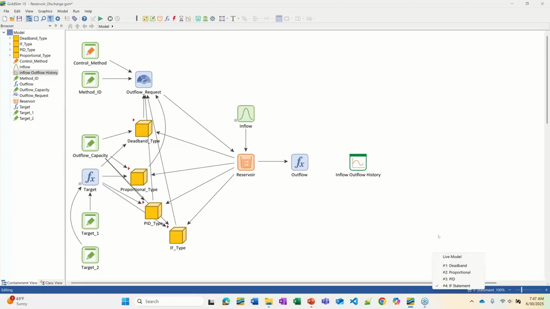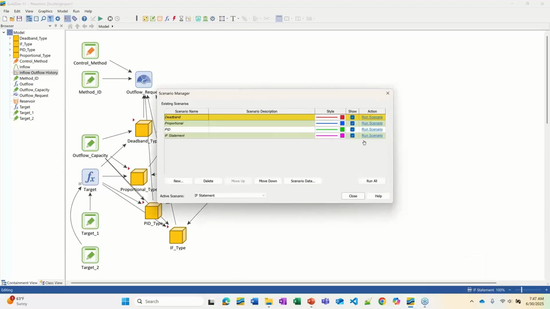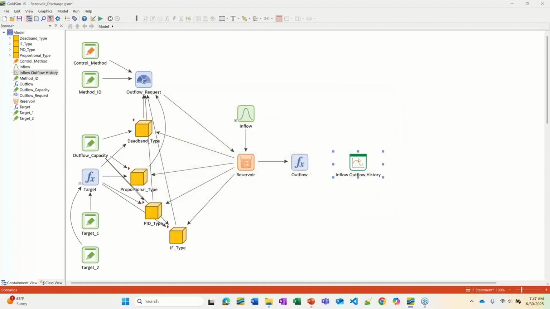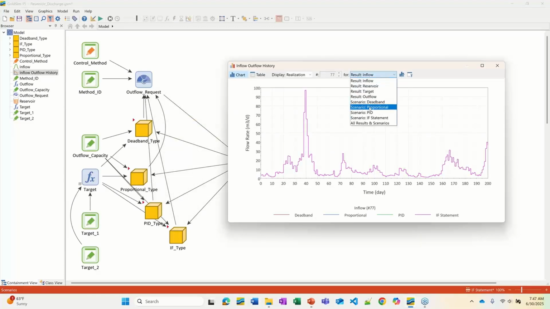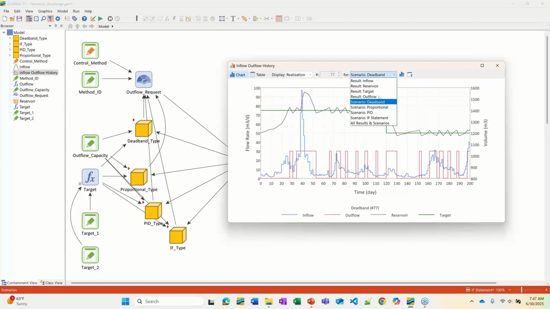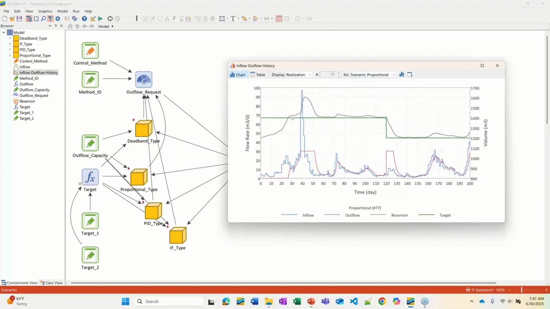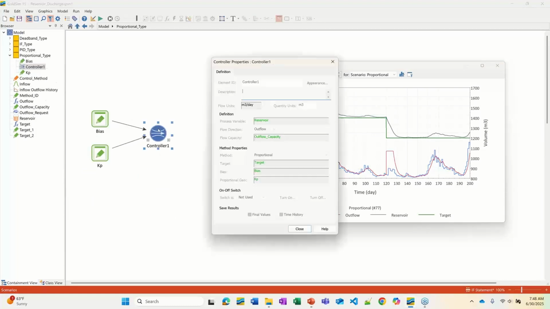Now let's go back and let's look at all the different scenarios. So I'll run all. Okay, and let's just keep going through these. So here's deadband. The next one down is proportional. And so you can see here that in this particular case, we're always slightly above the target. And we can dig into that and figure out why just by going in here and looking at the proportional controller. And you can see our bias is 0 right now.